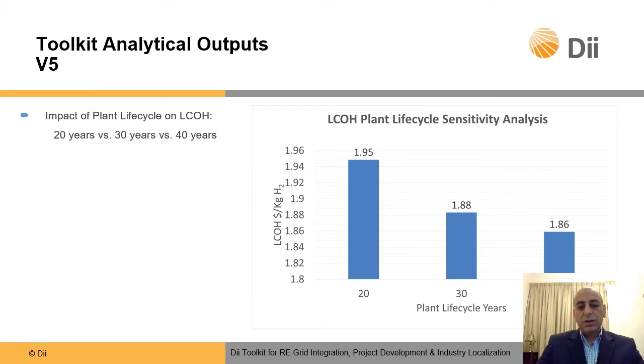The toolkit also provides running the model at various life cycles, 20, 30, and 40, and these are user selectable. And the graph on the right shows the output of dollar per kilogram H2 at various life cycles.